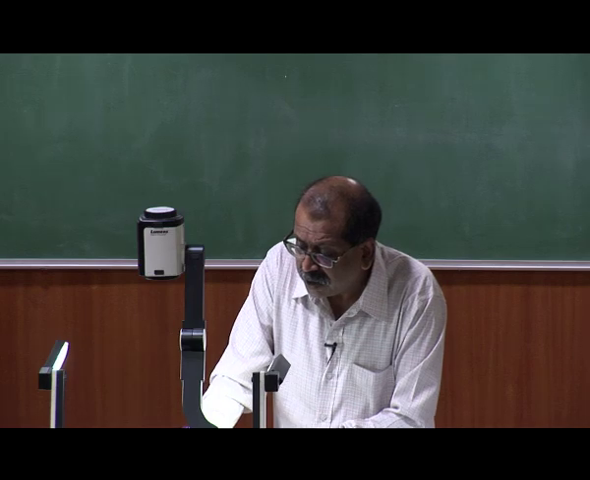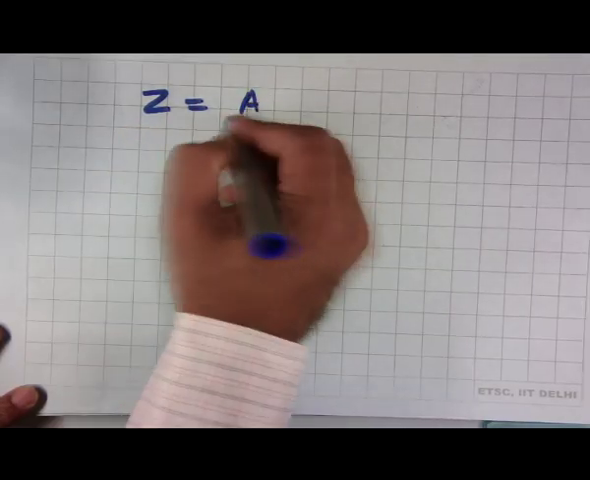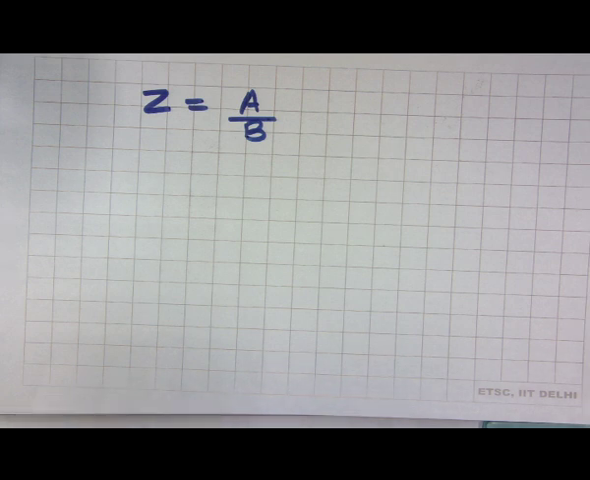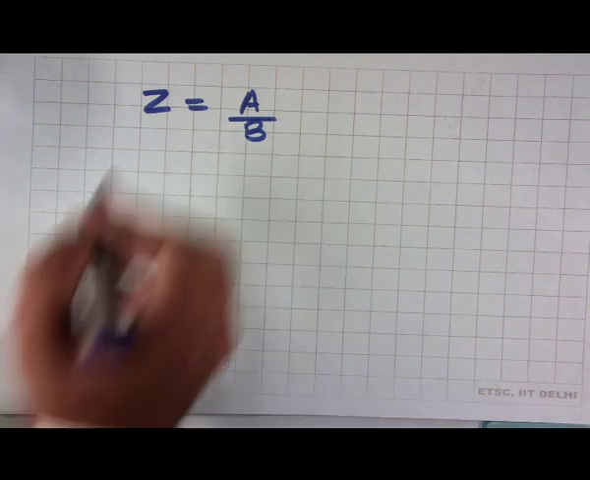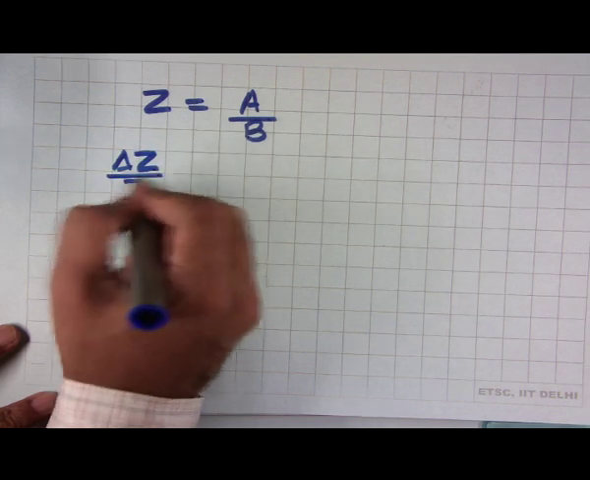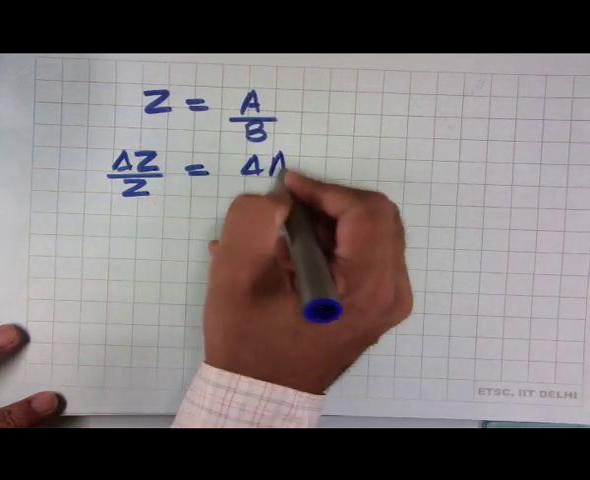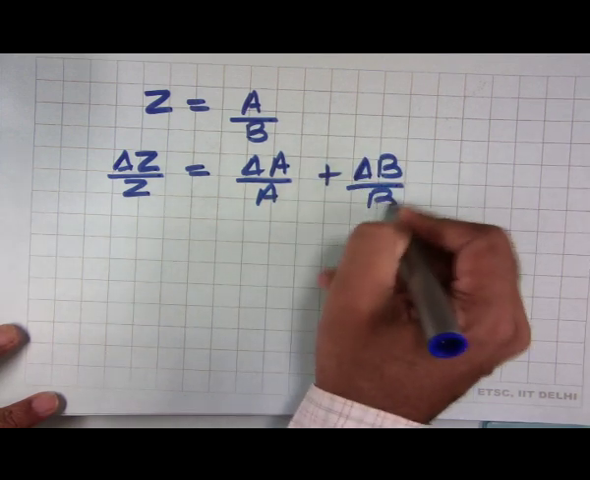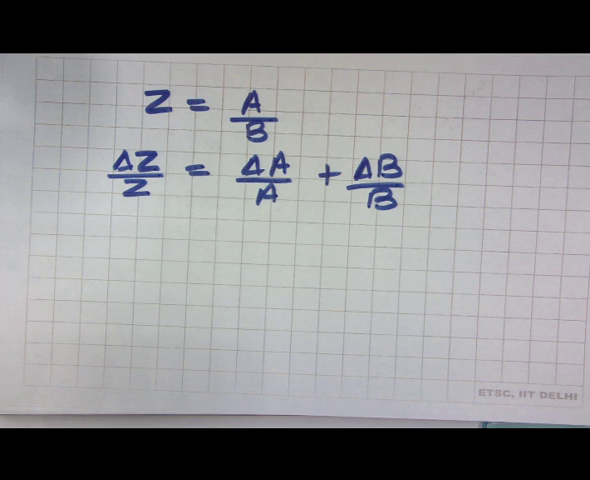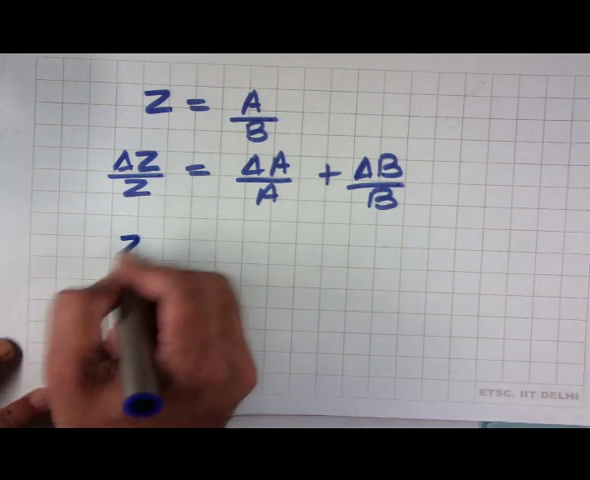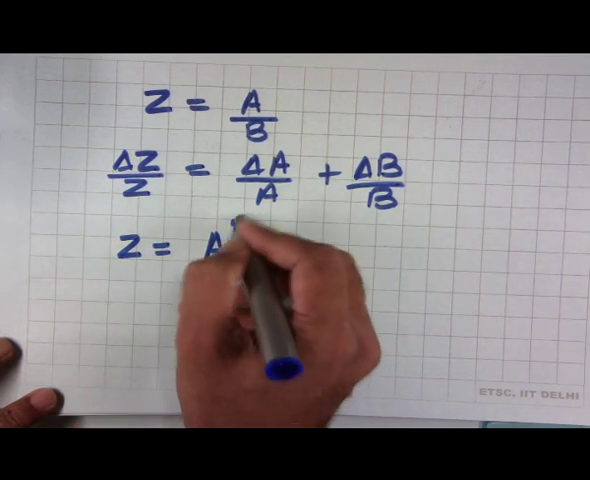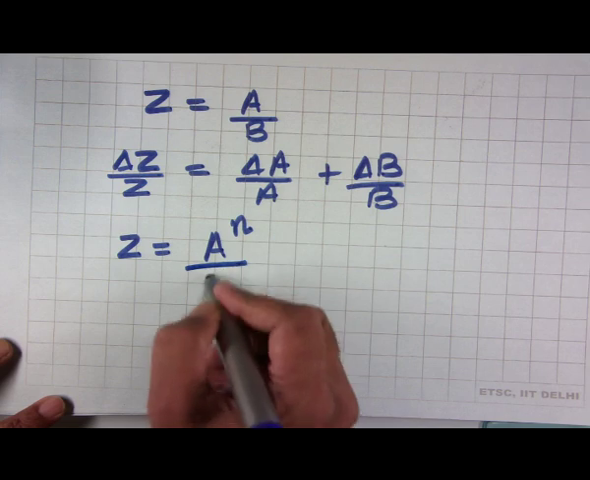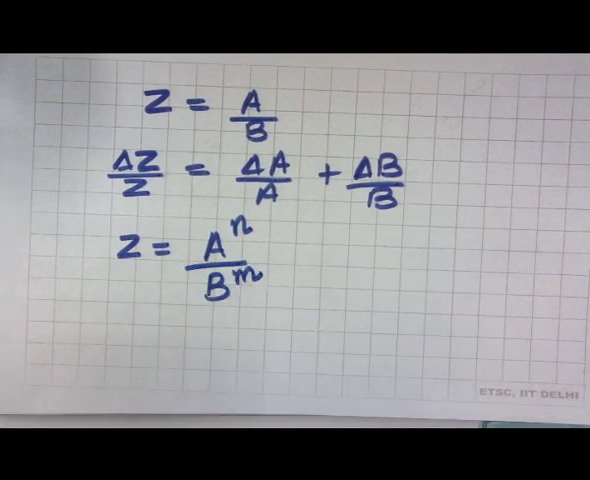And similarly, if Z is equal to A divided by B, then once again we will get this formula for the relative error, that delta Z upon Z will be equal to delta A upon A plus delta B upon B. So, once again the relative errors of the two quantities will be added. Now, we can extend the formula. Suppose Z is equal to A to the power of n divided by B to the power of m.